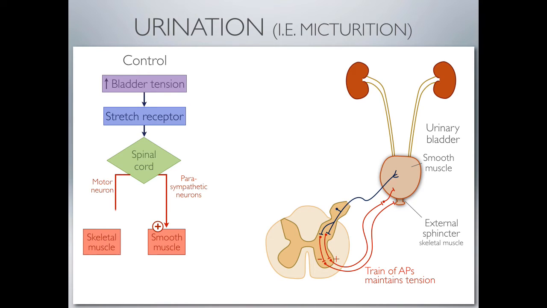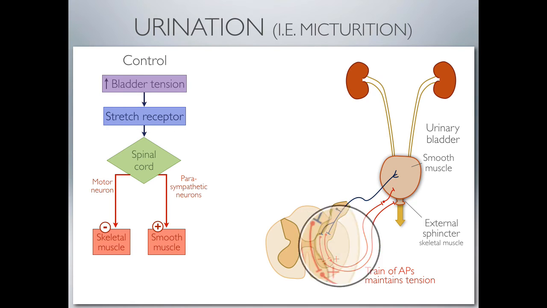So we add that to the control system. In addition to enhancing the tension in the walls of the urinary bladder by contracting the smooth muscles of those walls, there's also an inhibition of the skeletal muscle that keeps the urine on the inside. So as a consequence of both of those parallel actions, we get urination, the emergence of urine from the urinary bladder. And so that is the ultimate efferent response.